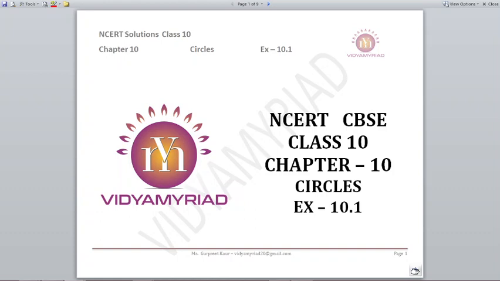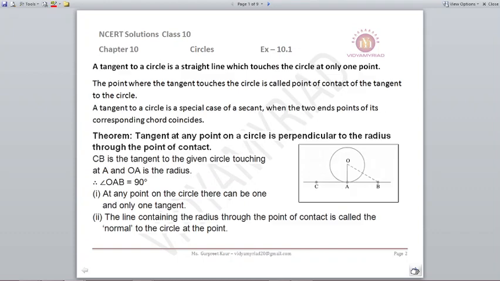This video is made for class 10 on chapter number 10, circles, and today we are going to begin with exercise 10.1 from NCERT. Before we begin with the exercise, let us understand what you mean by tangent. A tangent to a circle is a straight line which touches the circle at only one point.